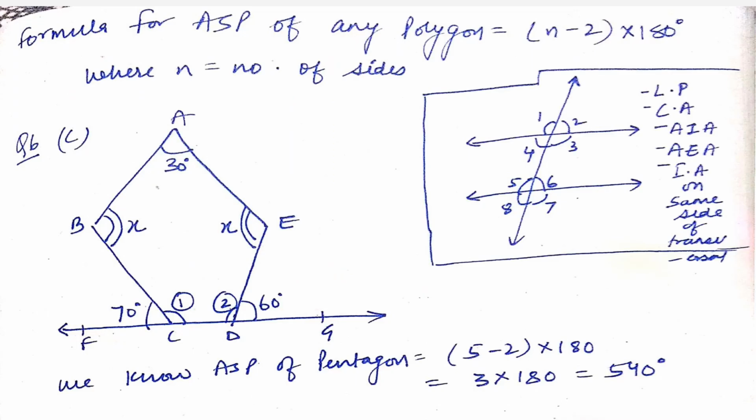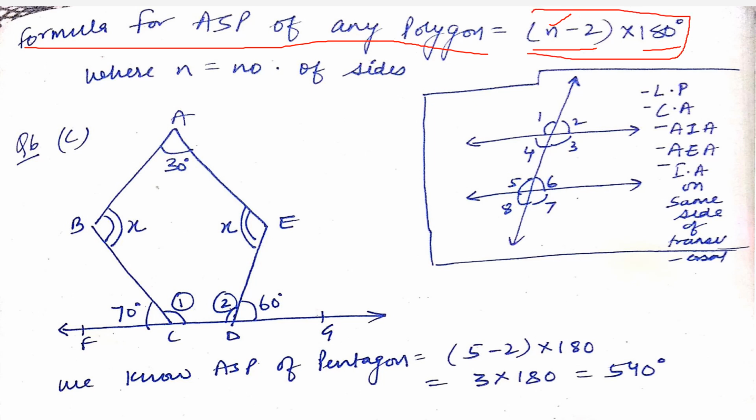So we have got the formula for the angle sum property of any polygon, given by (n minus 2) into 180, where n means number of sides. Okay, this is the formula for the sum of interior angles of any polygon. Triangle you can take, quadrilateral, pentagon, hexagon, octagon, whatever you take, just put n equal to the number of sides and you can obtain the sum of all interior angles of that polygon.